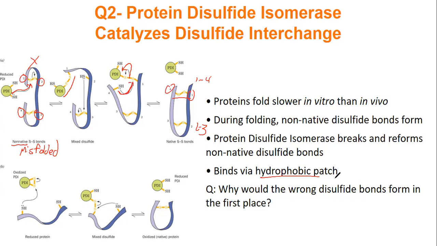And so a big picture question to go with PDI is, why would proteins have the wrong disulfide bonds in the first place? Because we said on, I think, Friday, primary structure dictates how a protein can fold. That's generally all you need for a protein. All you need is the primary structure, and a protein should fold correctly. So why do we even need PDI? Why do we have the wrong disulfide bonds forming to begin with? Proteins are not drunk, unfortunately.